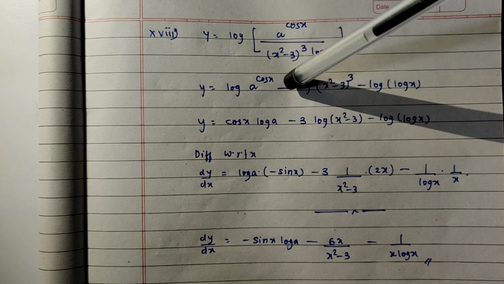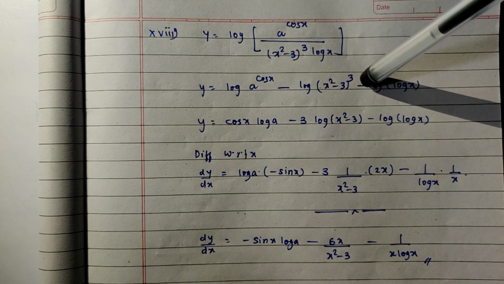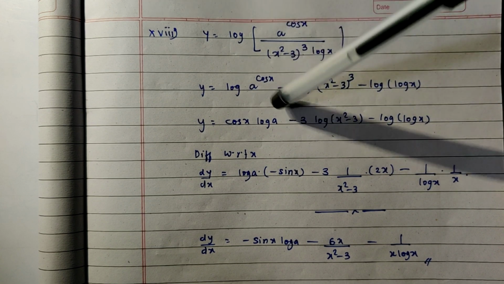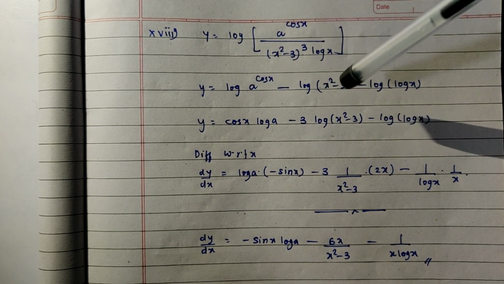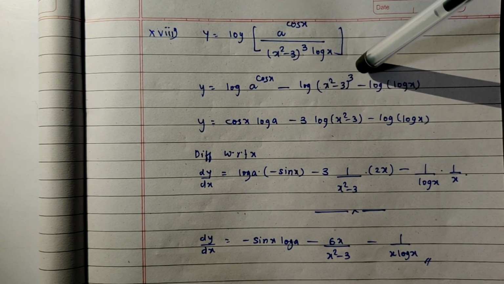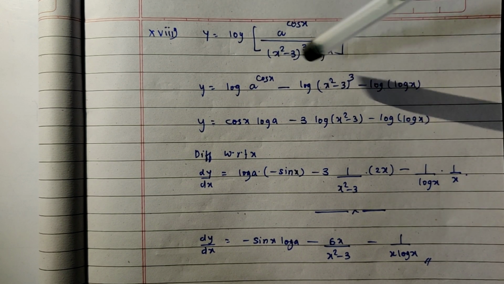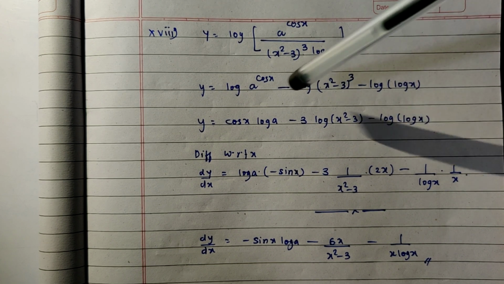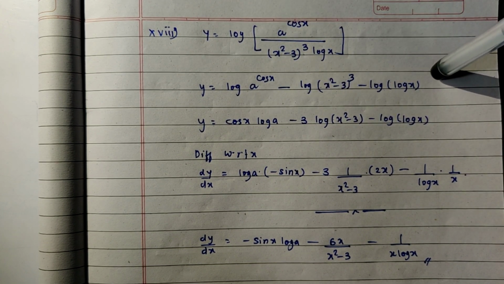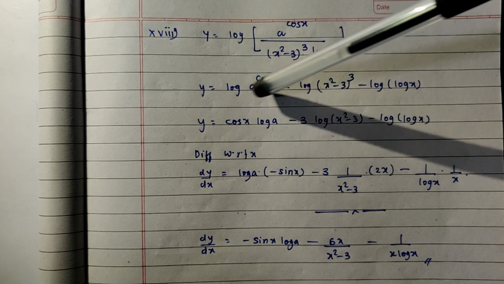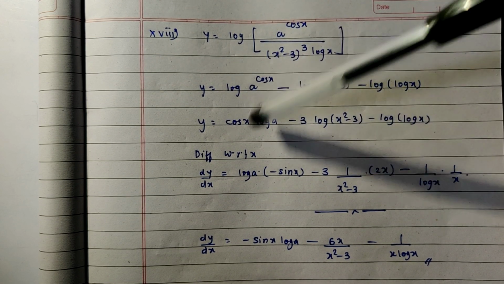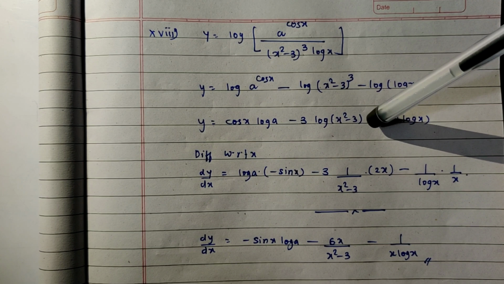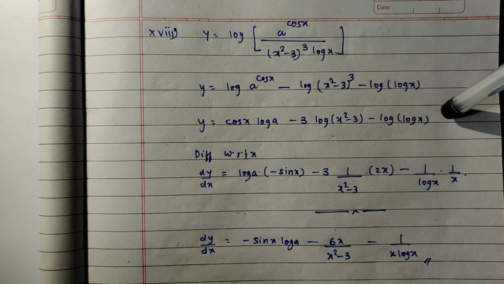But here a minus sign is there, so it is multiplied here. So finally we are getting log of a raised to power cos x minus log of x square minus 3 whole cube minus log of log x. These two are minus because both are in the denominator. Further we simplify log m raised to power n, that is cos x into log a, minus 3 into log of x square minus 3, and minus log of log x.